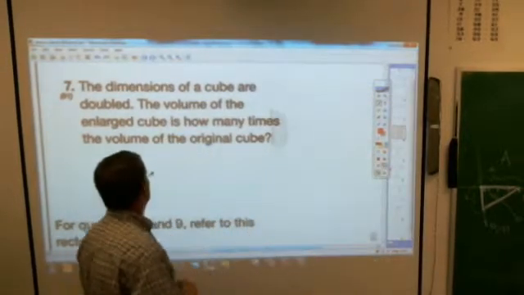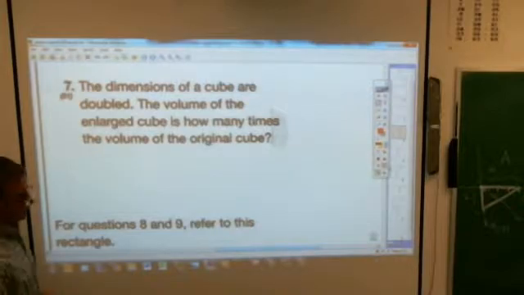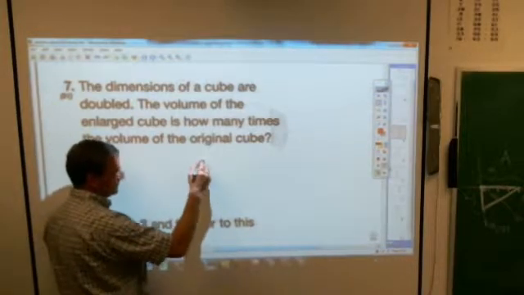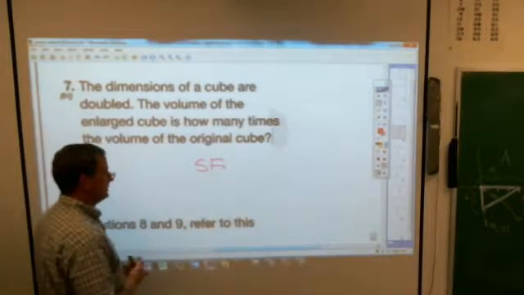The dimensions of a cube are doubled. The volume of the new large cube is how many times the volume of the original? Question, do you need to draw the cube? You can if you want, but you're asking how one thing compares to another when you're talking about scale factor, right? I suppose you might, but it doesn't really matter.